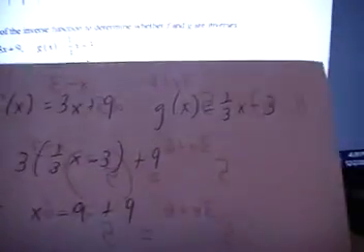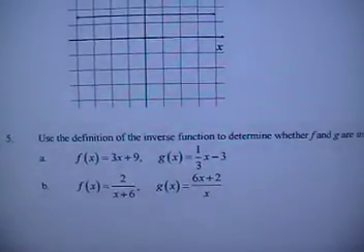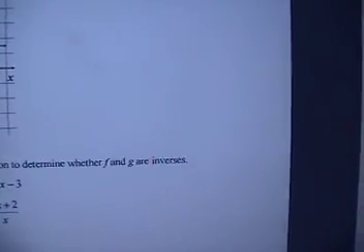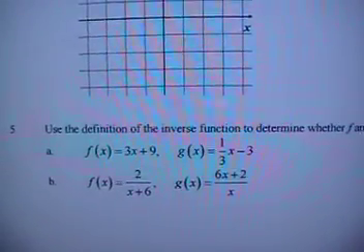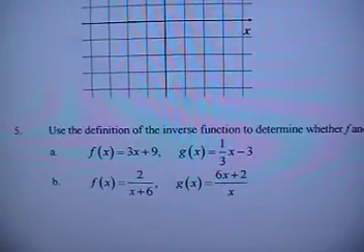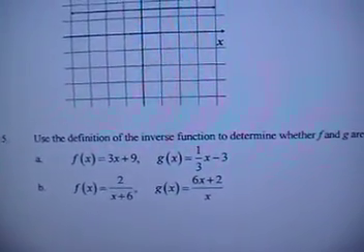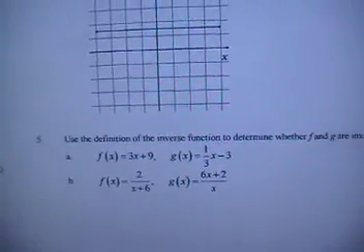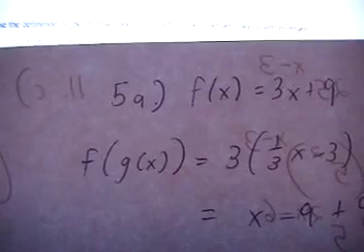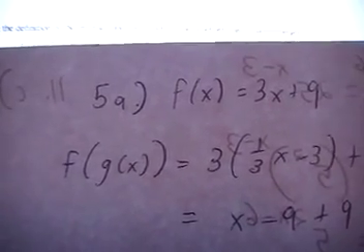Second problem is 5a. Use the definition of inverse function to determine whether f and g are inverses. So they give us two functions. f of x is 3x plus 9. g of x is 1/3 x minus 3. To test if they're inverses of each other, you have to do two things. First, you find f of g of x, which is from an earlier chapter as well.